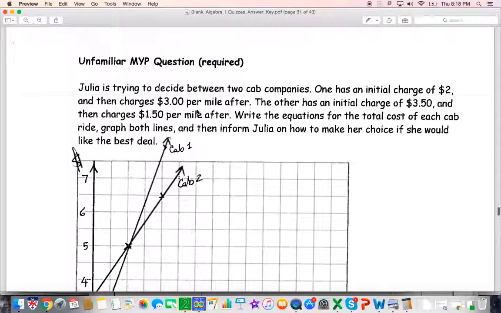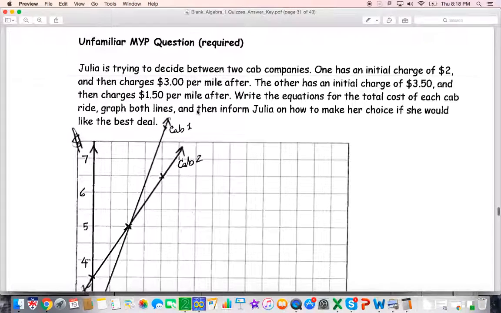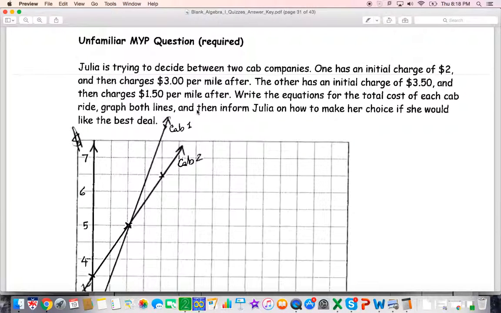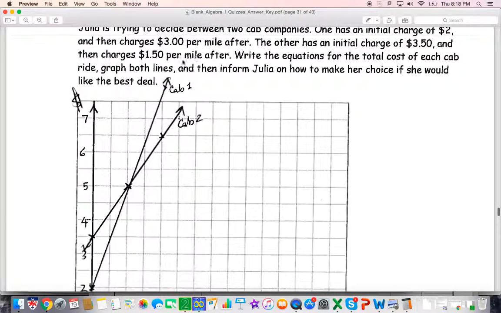Okay, so this was the last question on this assessment. Before, it was probably extra credit, but this time it is not. You should definitely know how to do this. So we have here that Julia is trying to decide between two cab companies. One has an initial charge of $2 and then charges $3 per mile after.